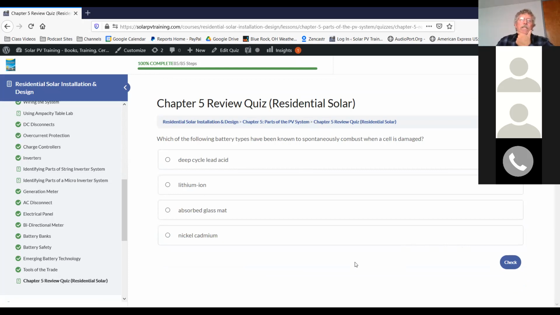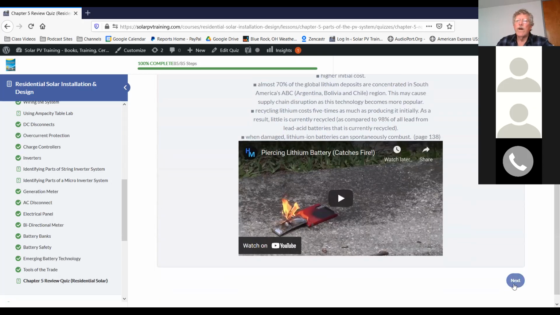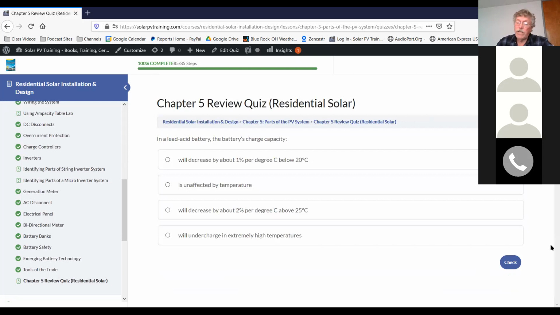Which of the following battery types have been known to spontaneously combust when damaged? Well, that's lithium ion. We've all heard about the Galaxy 6. Lithium ion batteries can spontaneously combust. Right. So you've seen that with the Galaxy, with the hoverboards, things like that. And there's a nice little video here showing what will happen. It's referred to as thermal runaway, and it's basically just an inherent property of lithium ion.